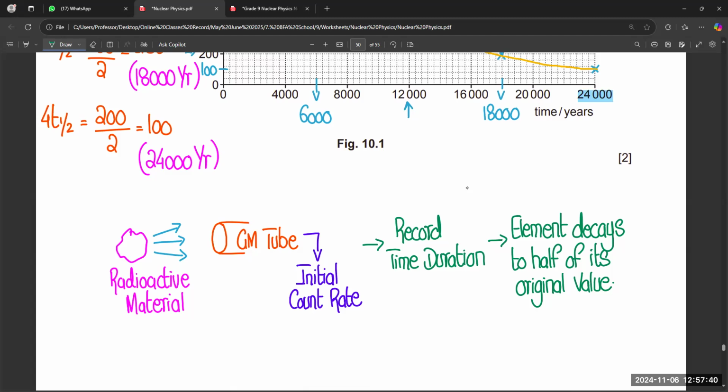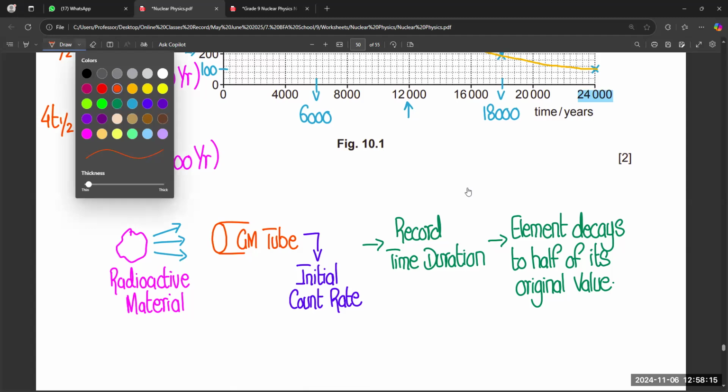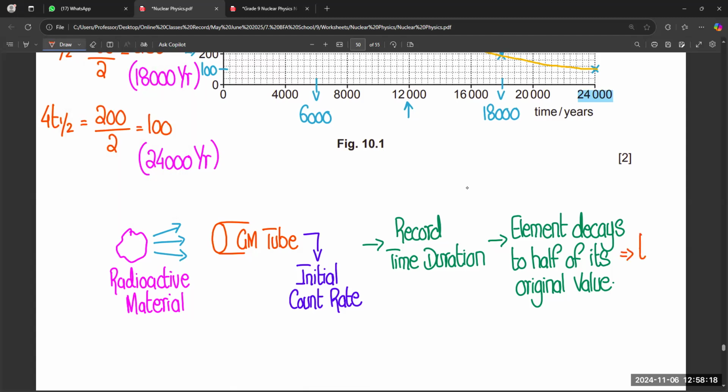So this is the process we need to carry forward to find the half-life of any radioactive sample that is given and unknown, because definitely we don't know the name of that element and what type of radiation it emits. So if they ask you to find the half-life, first we need to measure the initial count rate, and then record the time duration it takes to decay to half of its original value. This time gives you the half-life of the radioactive material.